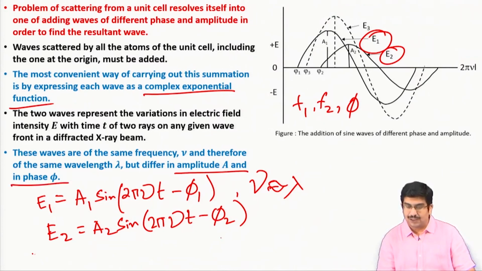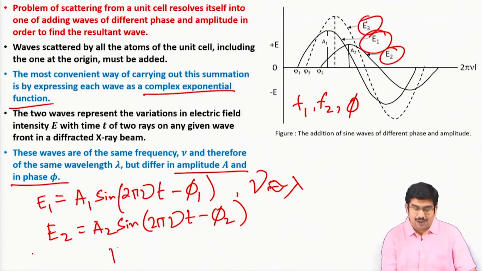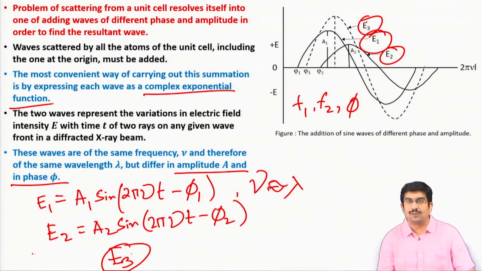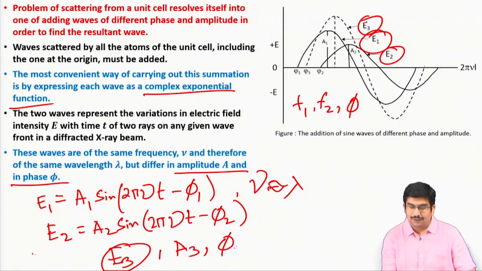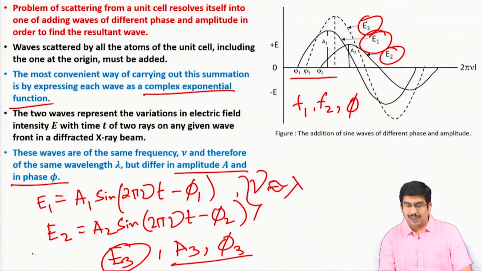One has phi 1, one has phi 2, and ultimately if we add them up, we will get this third wave, E3, which is again a sinusoidal wave, but this time with a completely different amplitude and different phase. This will be the resultant wave of these two waves. If we sum them up at any given point, we will get this third one with its own phase and amplitude, which is of course related to the phase and amplitude of these two waves that we defined.